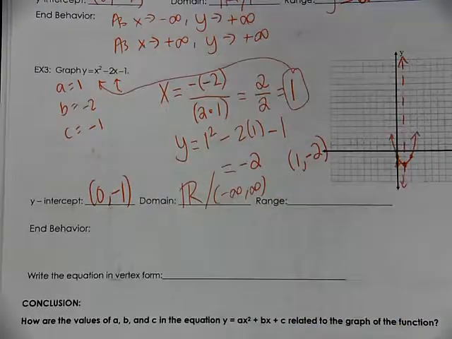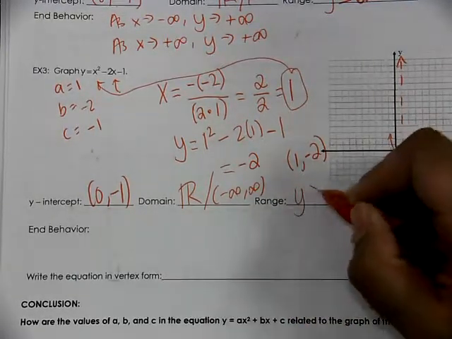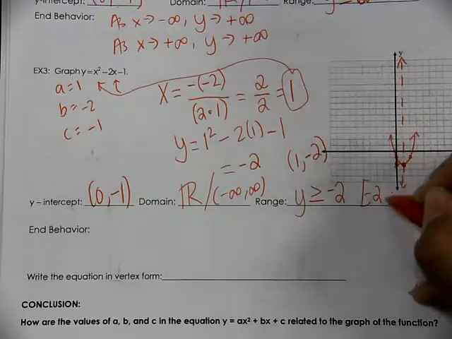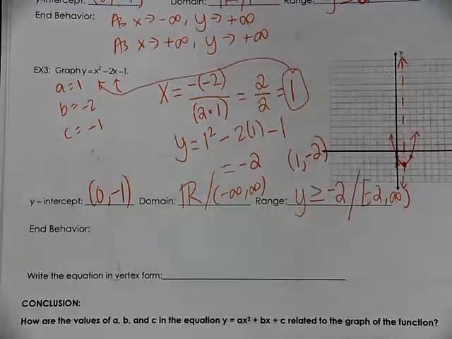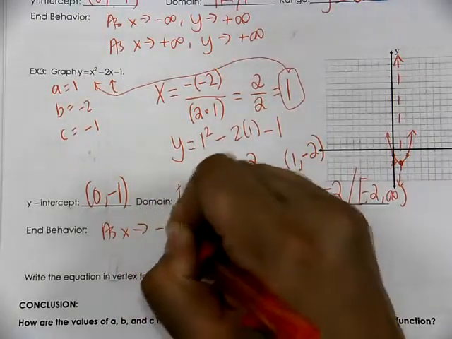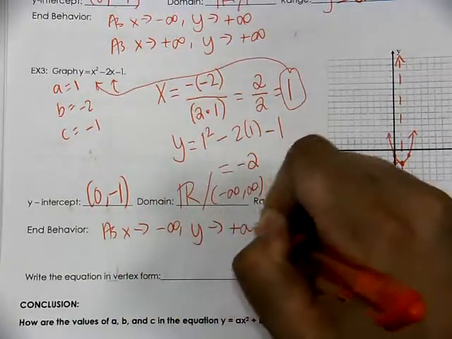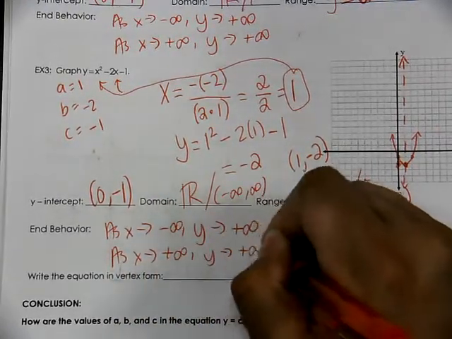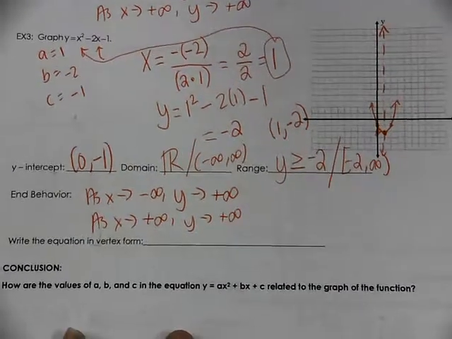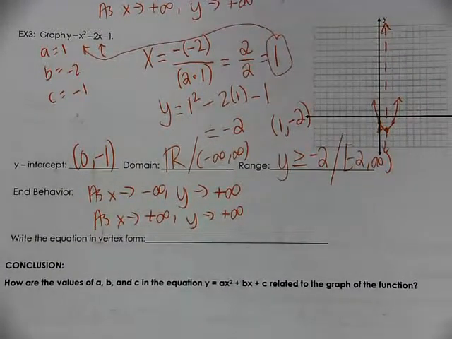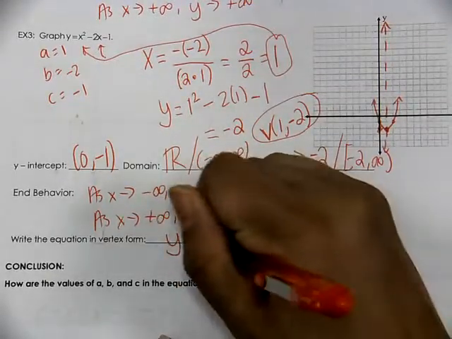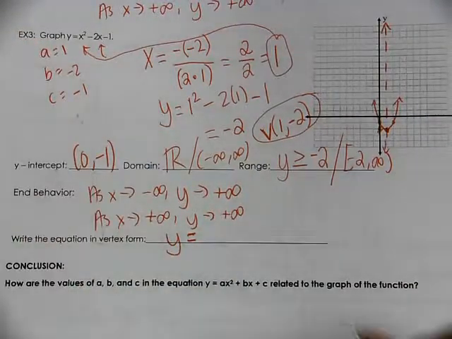Negative to positive infinity, or all real numbers for the domain. Y is greater than or equal to -2, or you can write it as -2 to infinity with bracket first, then parentheses to go up forever. And finally, end behavior, as x goes to -infinity, y is going up to positive, and as x goes to positive infinity, y goes up again to positive infinity. And then we have the equation in vertex form. Remember, here is my vertex. So it would be y equals, there's no a value there, so it's just a 1, which you don't have to write in yourself.